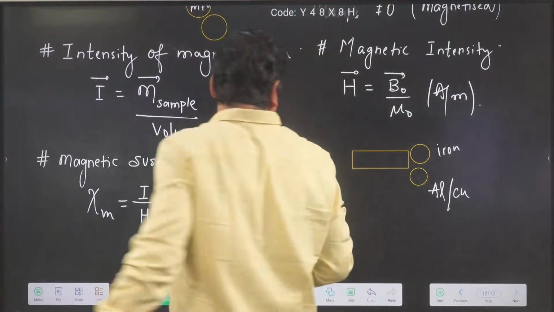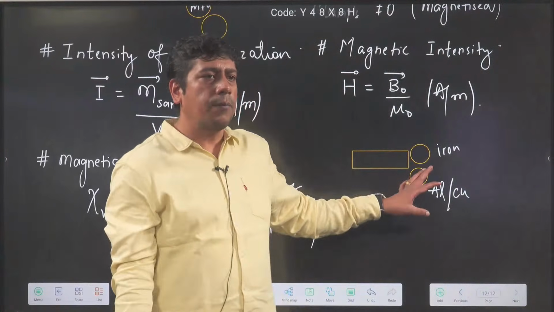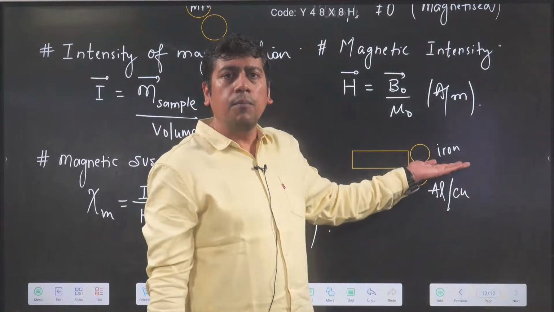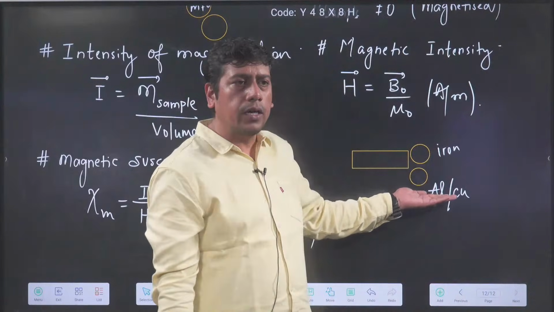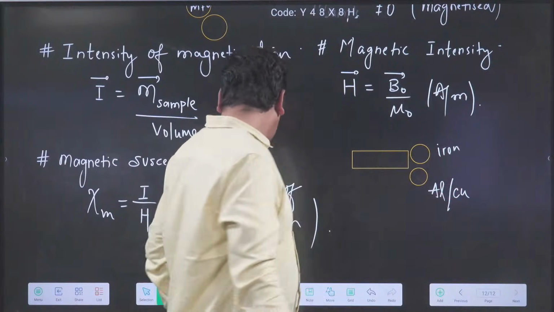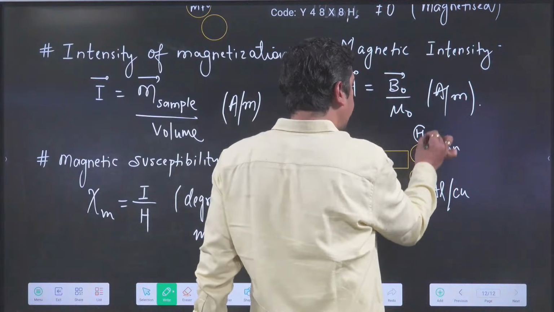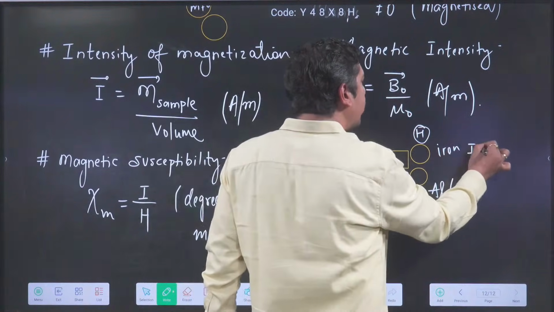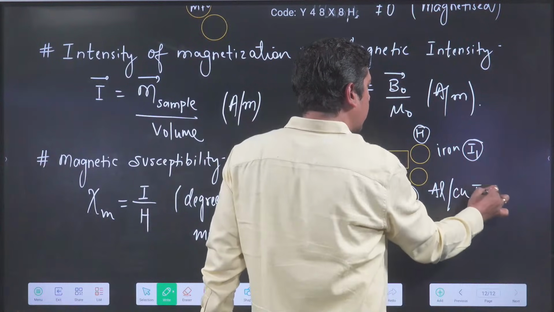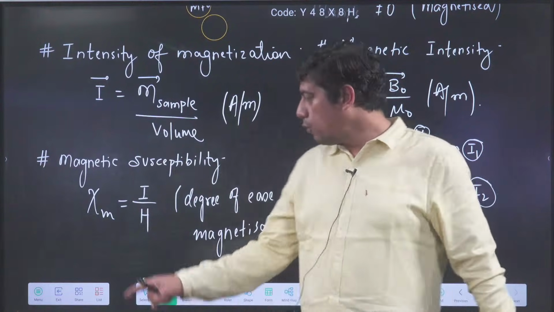So I was saying, if you place iron or aluminum or copper, then iron will get more magnetized. Its M sample will be much higher as compared to aluminum and copper. So for the same magnet, H is the same, but the I value here is much larger than the I value there.